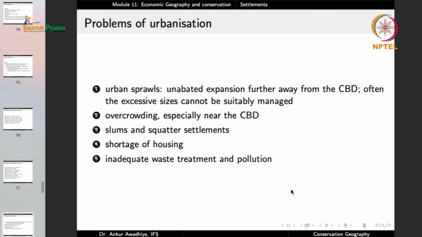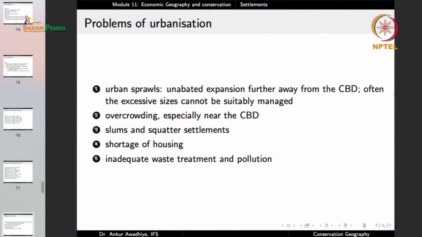Now, urbanization is related with several problems. We have the issue of urban sprawl, which is unabated expansion further away from the central business district. Often the excessive sizes cannot be suitably managed, and so there is mismanagement. Typically this mismanagement is seen in the form of an increased amount of pollution and garbage in several locations. All of this is happening because the towns are expanding very fast, but we do not have planning. They are not moving at a speed that permits planning. So that is urban sprawl.